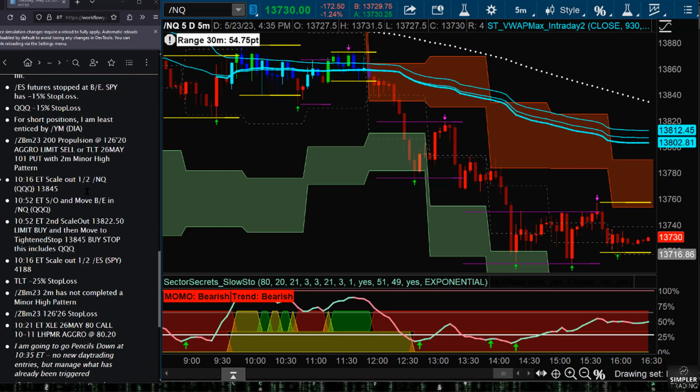scale out. And the first place we scaled out was 13,845 with a T2, or a second target, down at 13,822. And then we would tighten the stop to 845. Now this just takes you through about 10:52 this morning.